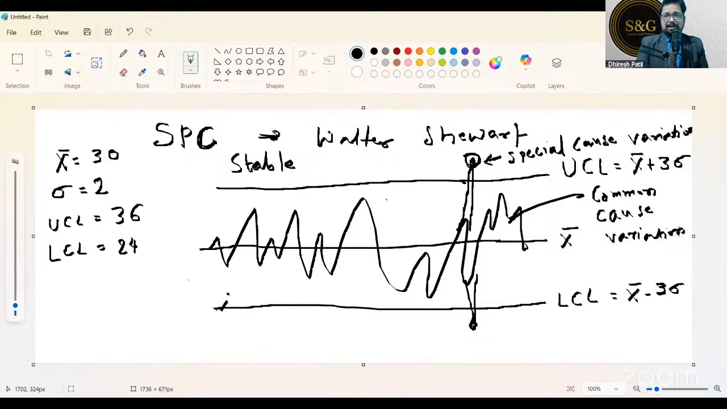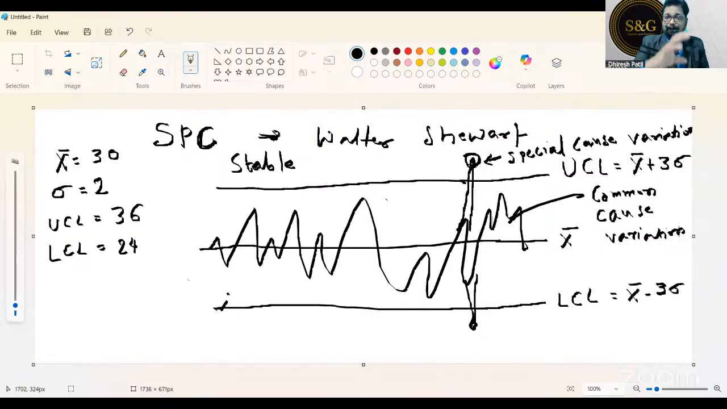For example, what is special? Your regular 5 to 10 minutes delay. Now understand, it's a very simple example I'll give. Your regular 5 to 10 minutes delay in your office arrival time is common cause variation. But when your car had an accident and you reach 1 hour or 2 hours late, or your tire got flat, got punctured, that is where the special cause variation is, where you reach your office 1 hour late. That is called special cause variation.